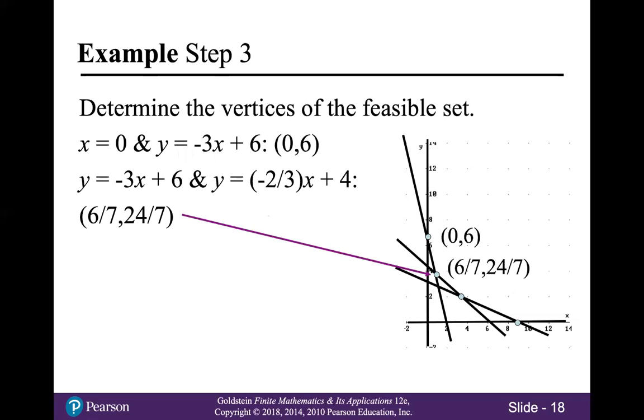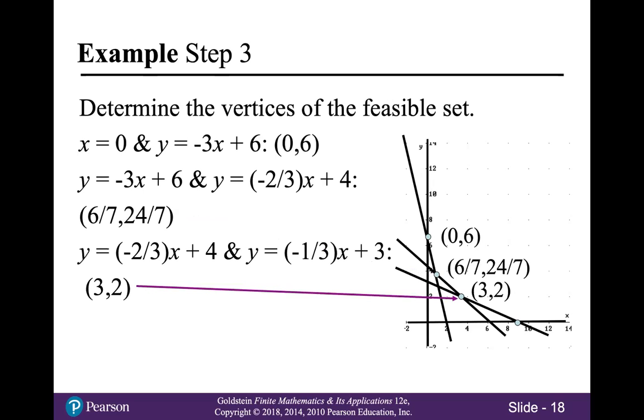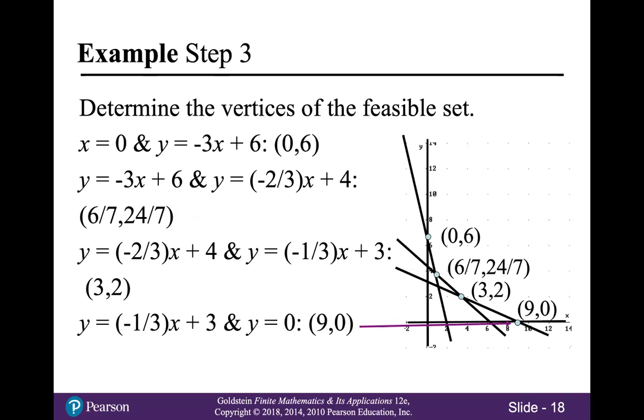The intersection of the lines y equals negative 3x plus 6 and y equals negative 2/3 x plus 4 comes out to be sort of a fractional point, 6/7, 24/7. The intersection of the lines y equals negative 2/3 x plus 4 and y equals negative 1/3 x plus 3 is the point 3, 2. And finally, the x-intercept of the line y equals negative 1/3 x plus 3 is the point 9, 0. So those are our 4 vertices.